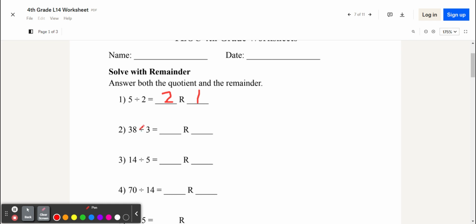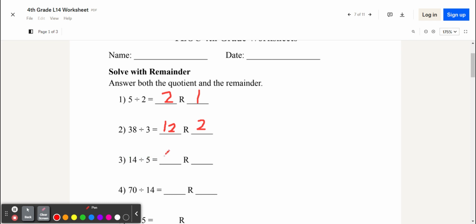38 divided by 3. The largest number divisible by 3 that's lower than 38 is 36. And 36 divided by 3 is 12. So it will be 12 and the remainder of 2, because 38 minus 36 leaves 2 remaining.